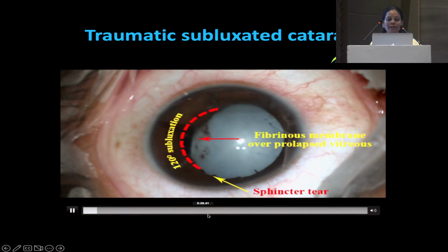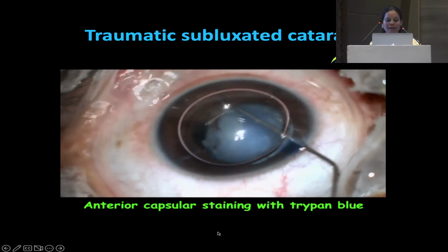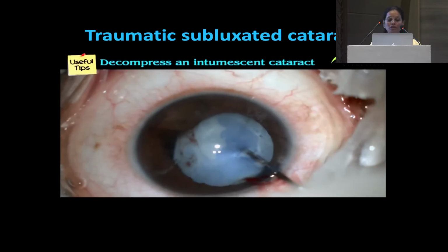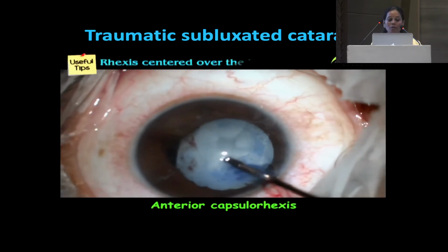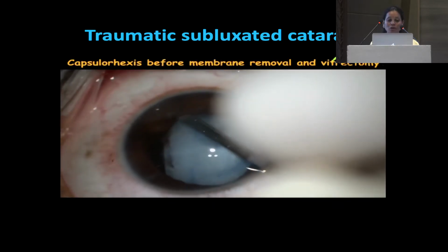You can see 120 degrees subluxation, the sphincter tear. So you'd stain it with trypan blue, and then you start doing your excess. Now in this case, you have to realize to decompress an intumescent cataract, otherwise it can give way. And then once the anterior capsule has become concave, you can go ahead and start a capsular excess. Remember to center it over your lens, not your pupil.